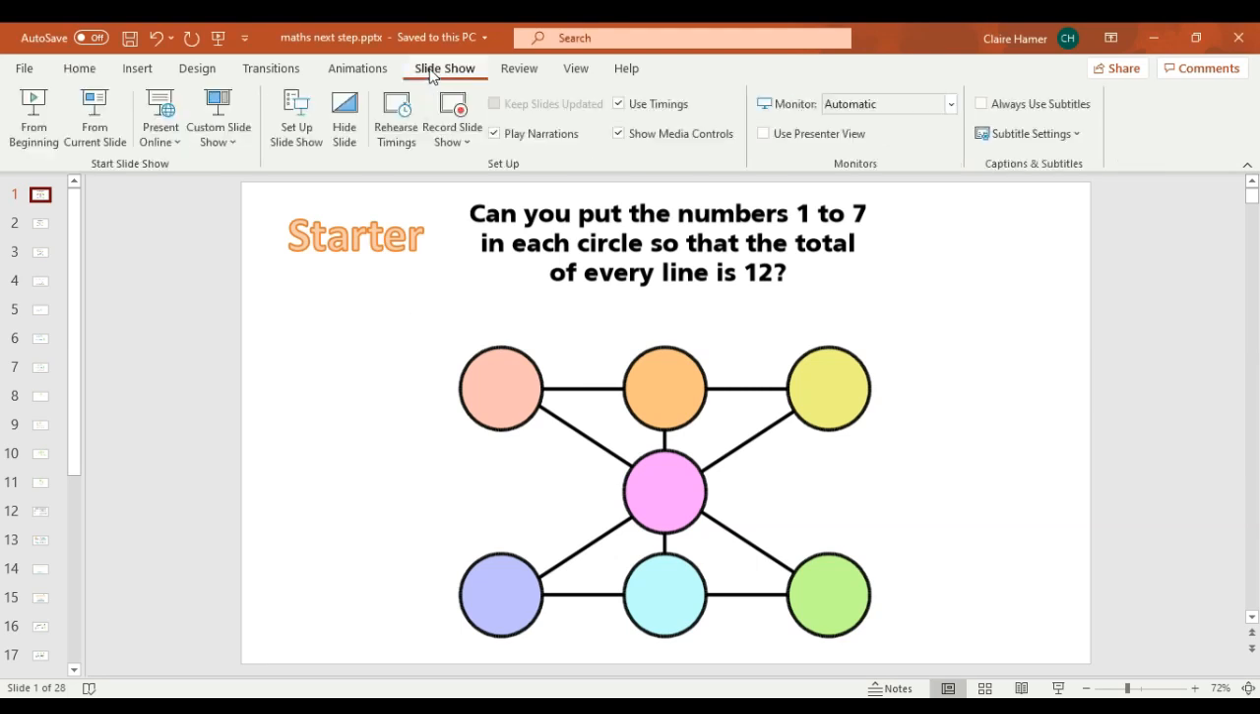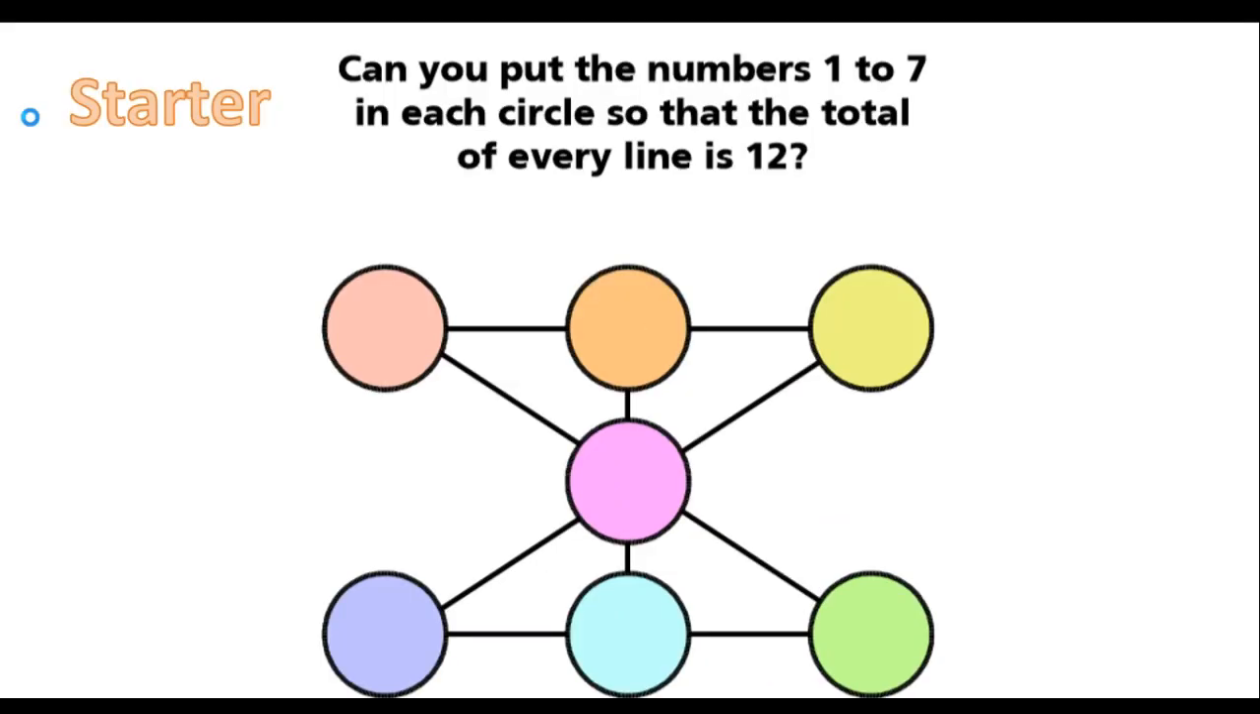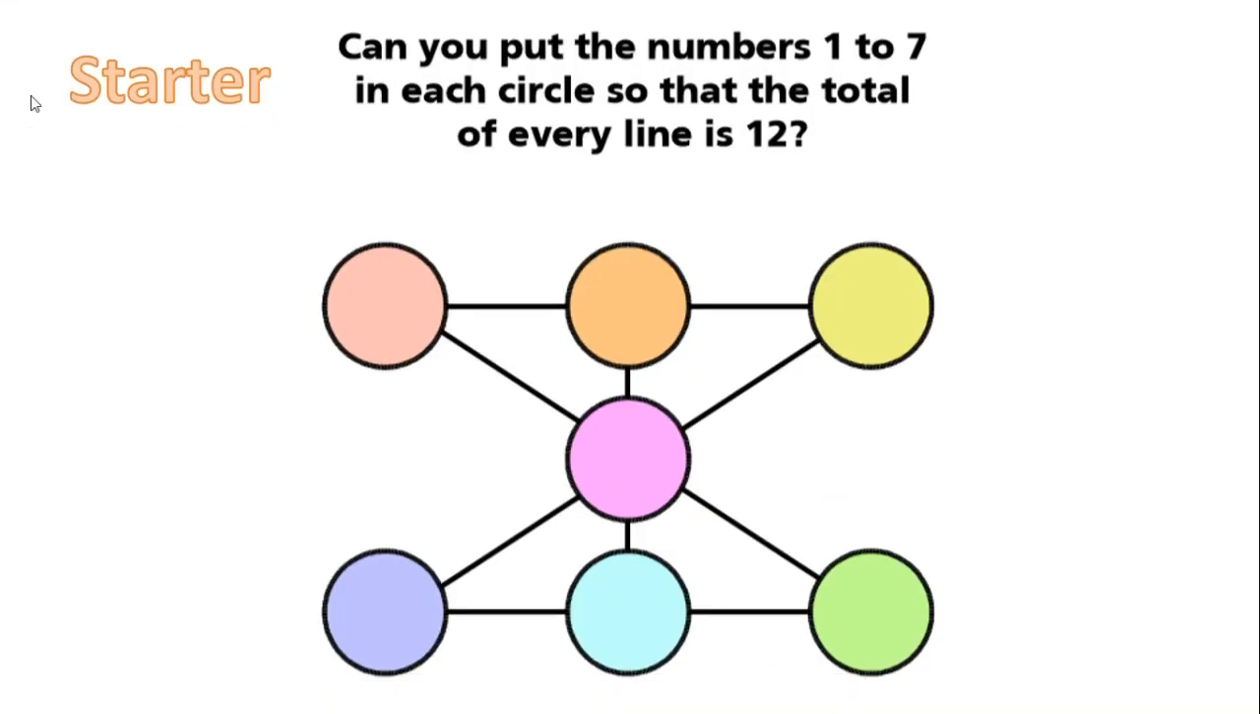Today's starter is in a similar style to the grid which you had the other day. Can you put the numbers 1 to 7 in each circle so that the total of every line is 12? When it says every line, if you look at my mouse, you can see that this is a line, this is a line, this diagonal, okay? You can only use each of the numbers once. Pause the video and see if you can do it.